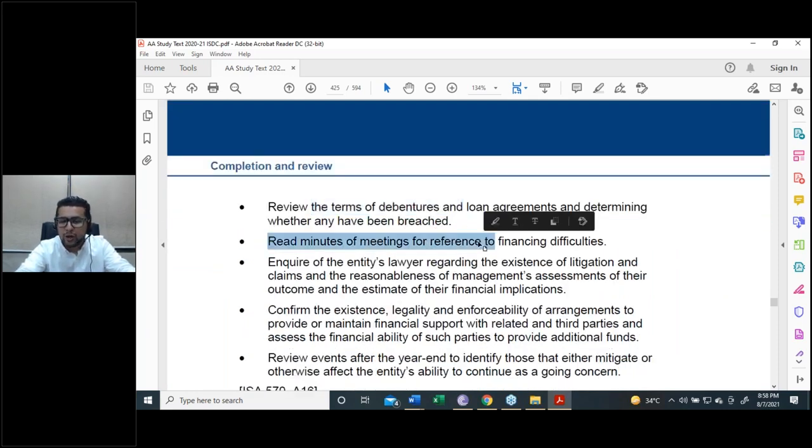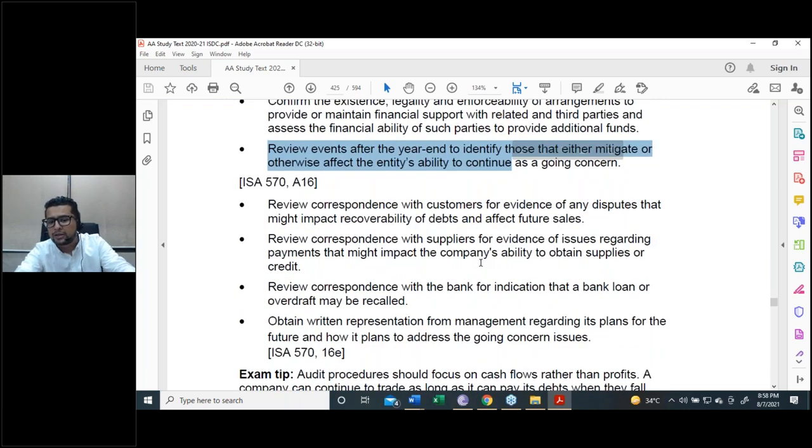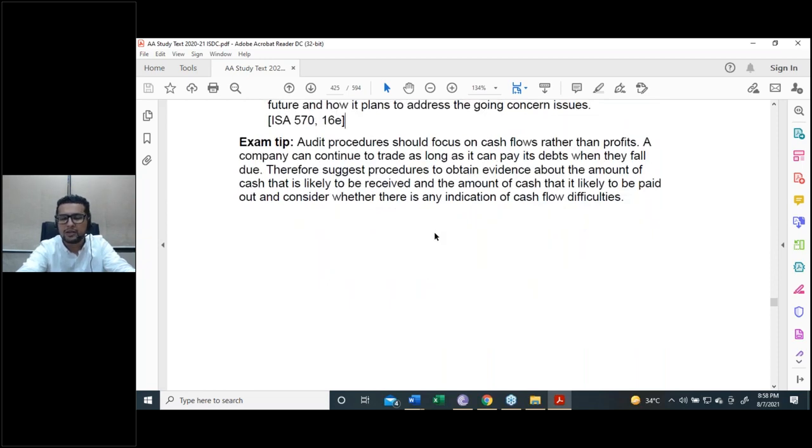I will review and read the minutes of the meetings. I will have inquiries with the lawyer in order to understand if there is a case going on. I will review the events after the reporting date. Maybe a subsequent event might reveal the company is not a going concern company. Last but not the least, I will review the correspondence with the bank. I will review the correspondence with the customers. I will review the correspondence with the suppliers. Last but not the least, I would like to get the written representation from the management that they truly believe that they are a going concern company.